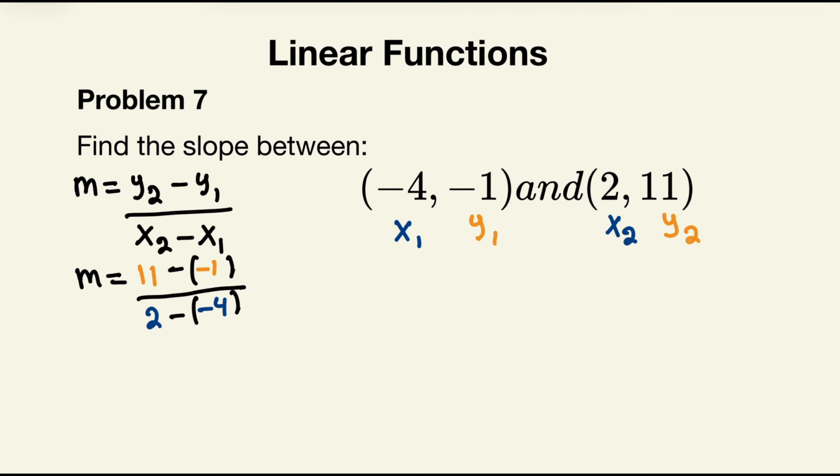So let's do that calculation here. So we have m, which is the slope, equals 12 over 6. And 12 divided by 6 is 2. Therefore, the slope is 2. Final answer.